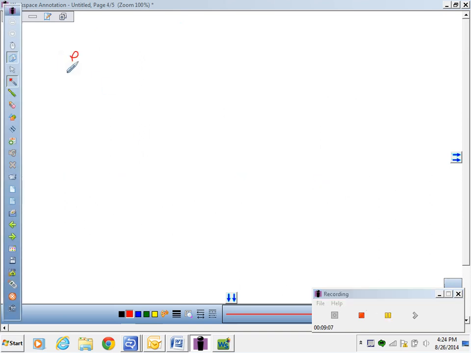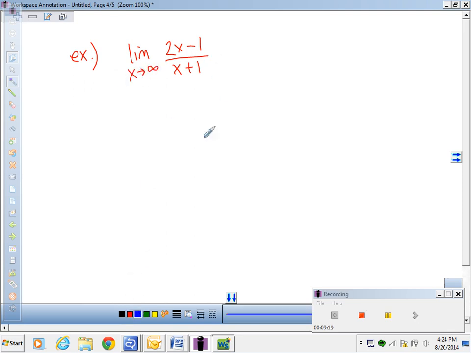Okay, so now let's get a little bit more complicated. So let's see. If I had the limit of 2x minus 1 over x plus 1 as x approaches infinity, well, if I analyze this, I know that the numerator is just a line. So as x is increasing, my numbers on top are going to increase, so that'll approach infinity. And then the bottom, if I plug in 1, I'll get 2. If I plug in 10, I'll get 11. If I plug in 100, I'll get 101. So I see that if I keep increasing my x values, then the denominator is also going to increase. So that one also approaches infinity.